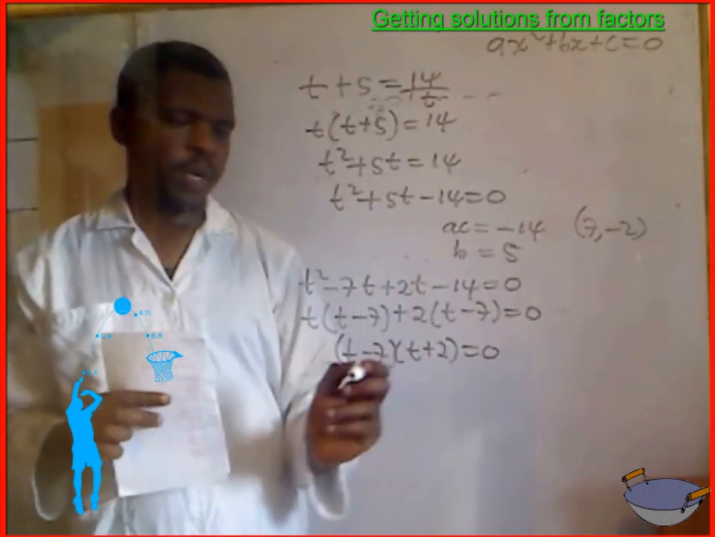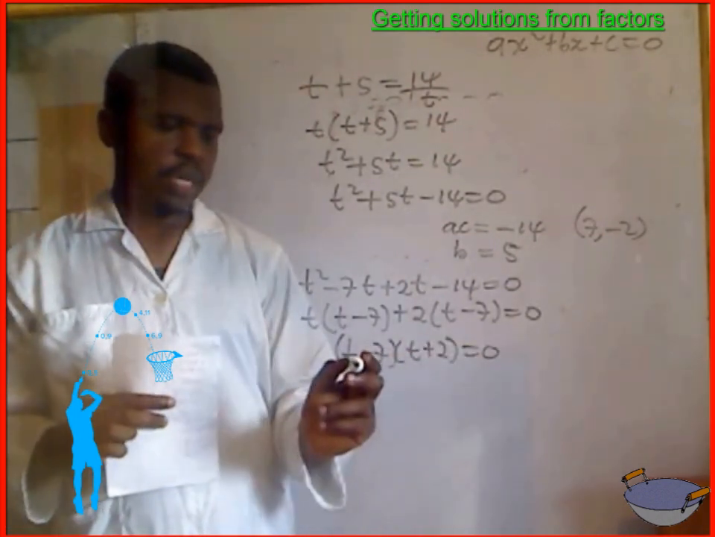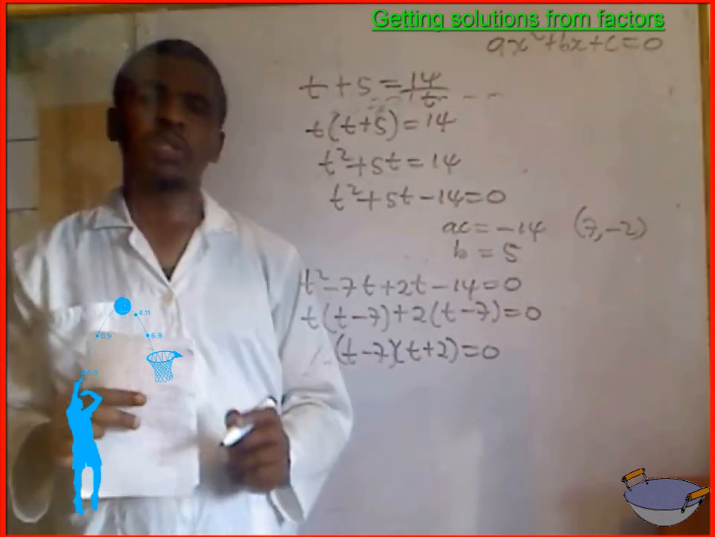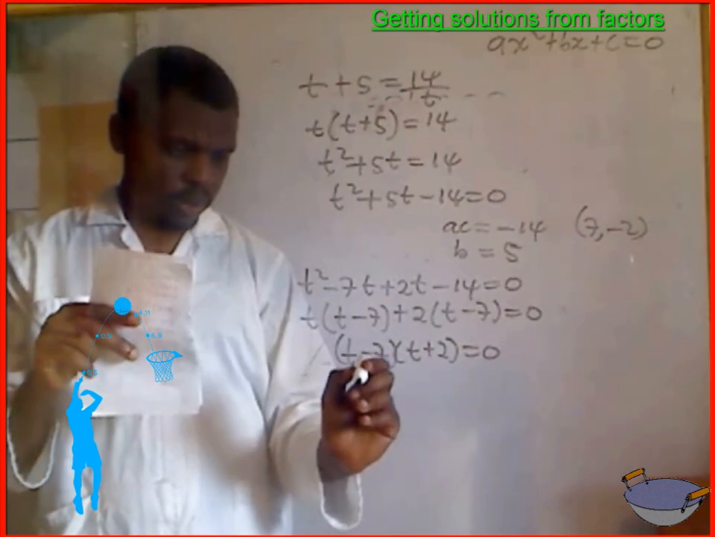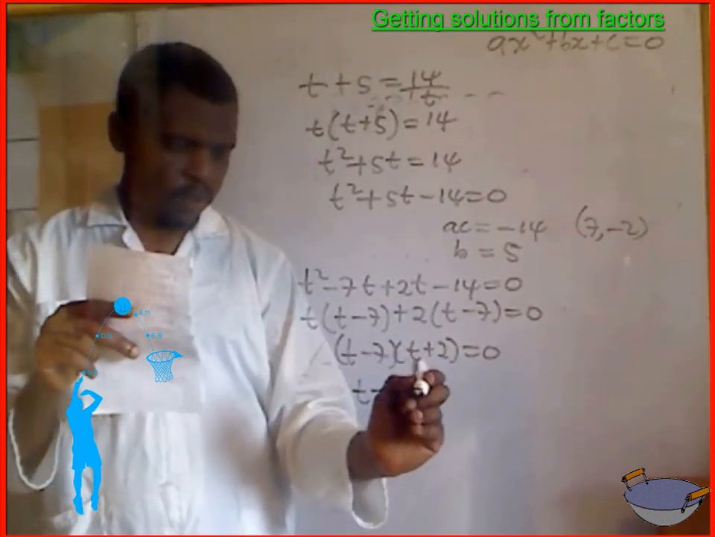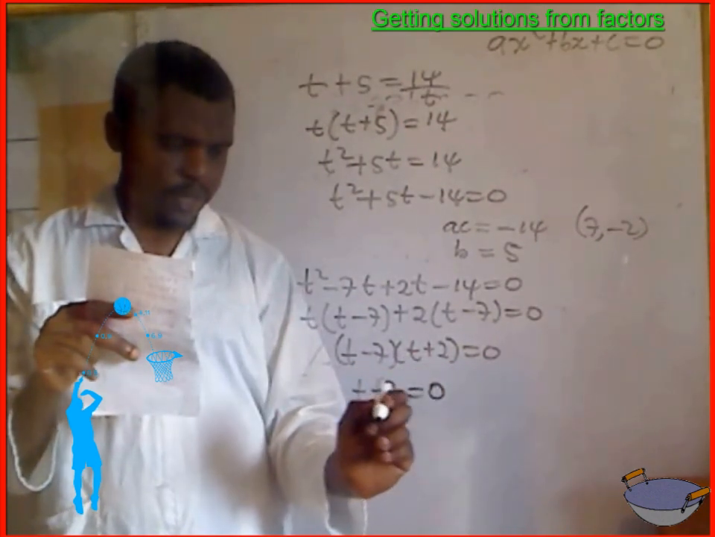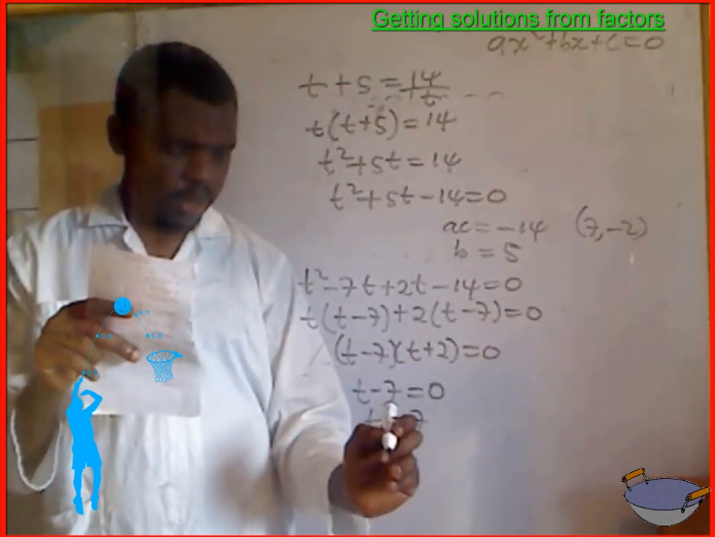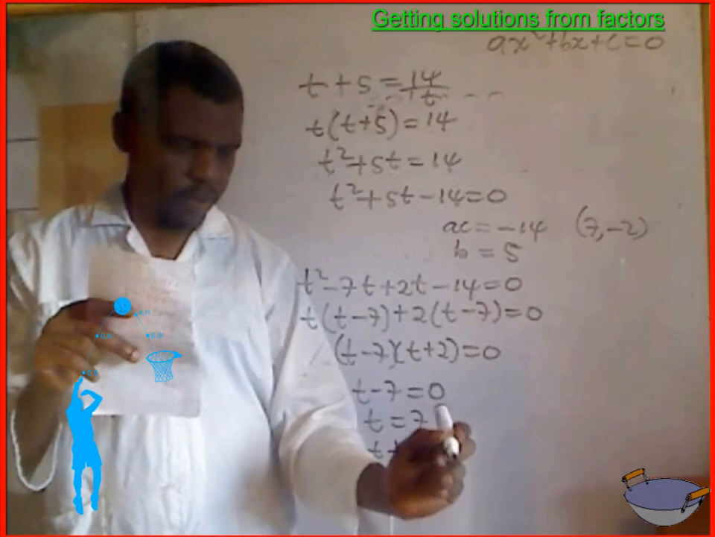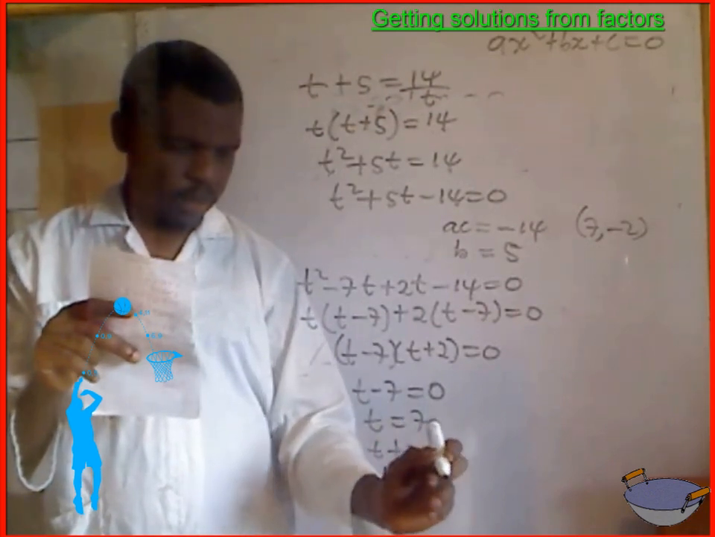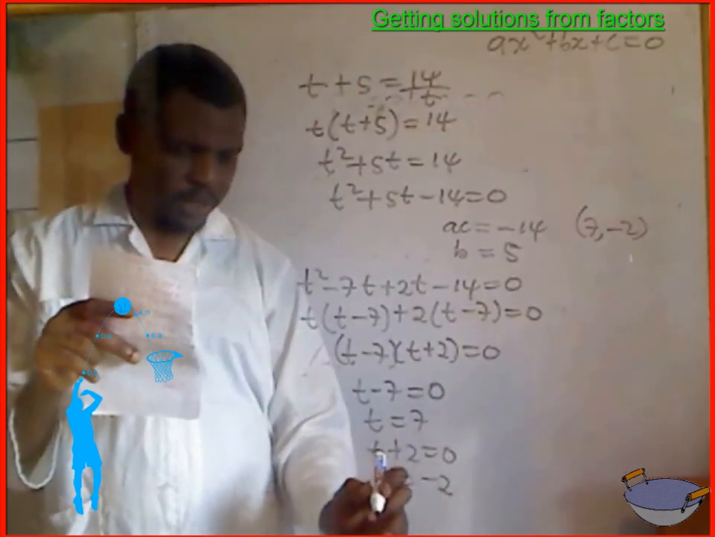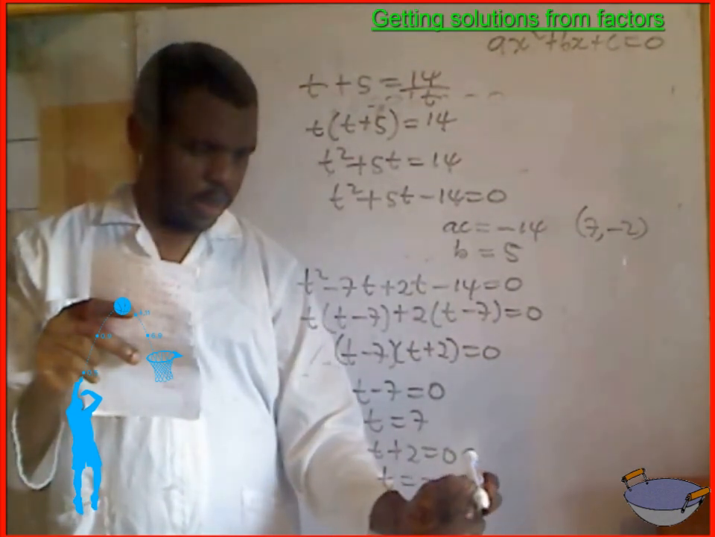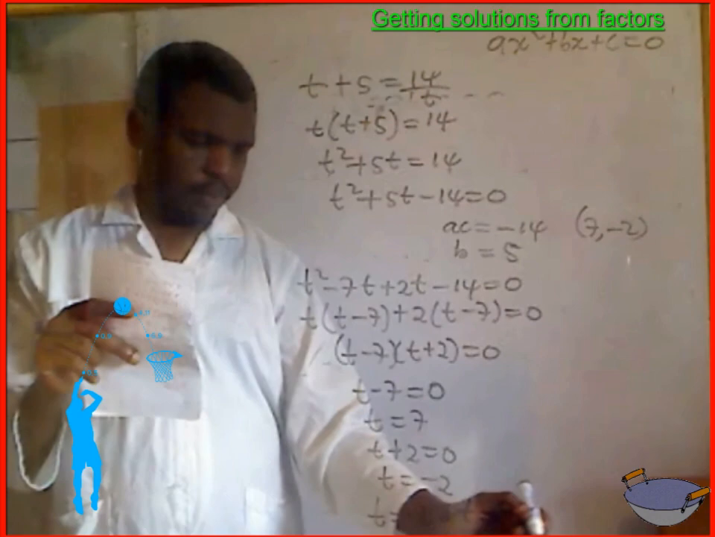So these are two factors. We are saying that these two factors are multiplied to give us 0. Therefore it means that one of the factors should be equal to 0. So it is t minus 7 that could be equal to 0. You have t is equal to 7. Or at the other time, it could be t plus 2 that is equal to 0, t is equal to minus 2. So the values of t are t is equal to minus 2 or t is equal to 7.